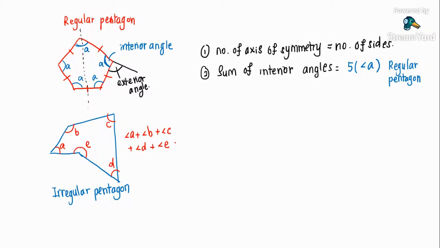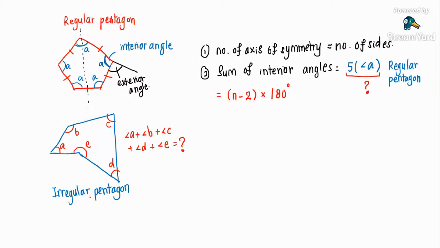Okay, so now what we want to find out is how do I actually know what the sum of interior angles is here? In this case, we will use the formula for the sum of interior angles, which looks like this: n minus 2 times 180 degrees. Okay, so where does it come from actually? Why are we using this formula?